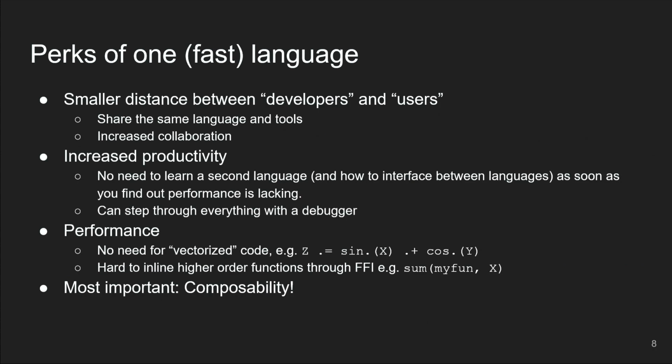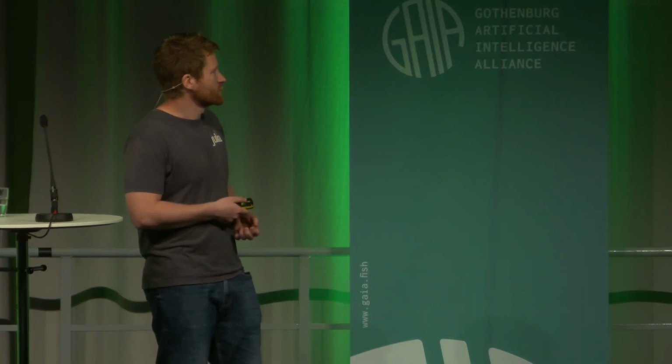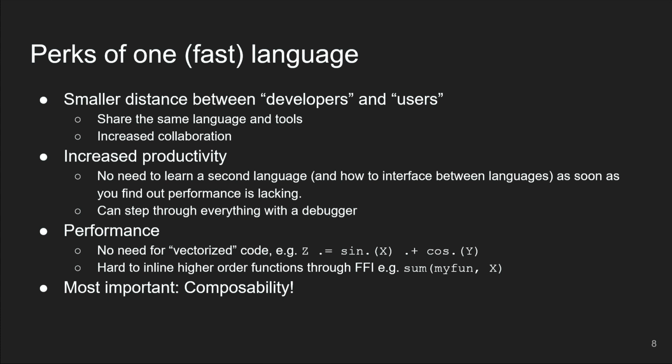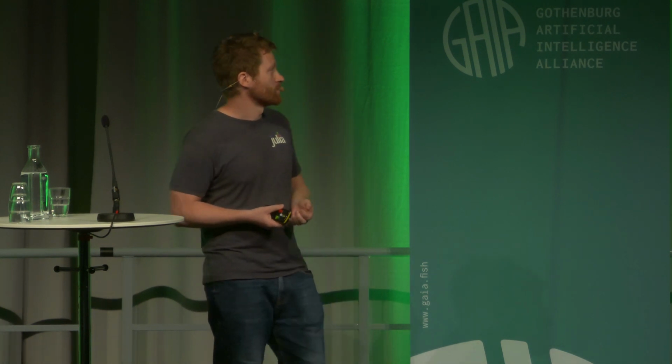So why does this matter then? Well, I think there are a few perks that come when you have one fast language. For example, it creates a smaller distance between what's sort of known as developers and users, because they share the same language, they share the same tools, and I think that increases collaboration. You don't have these developers that work on maybe the low-level code and the hard stuff, and the users who are sort of using their stuff. There's more of a shared environment there. I would claim it increases productivity a bit, because you don't need to learn this second language when you figure out, like, you've written a lot of code and, oh, I need it to be faster. And maybe the only way is to then go down to the lower level, faster language. Not having to do that can be a bit of a productivity boost.